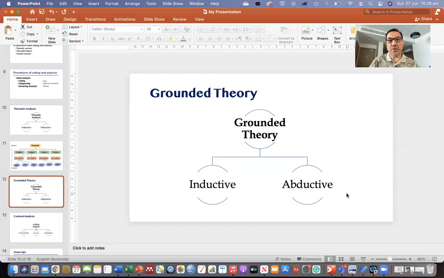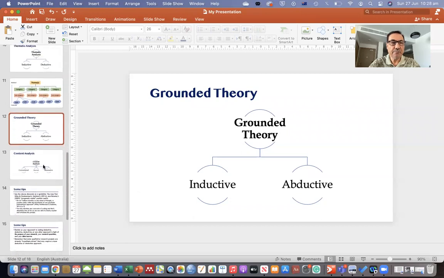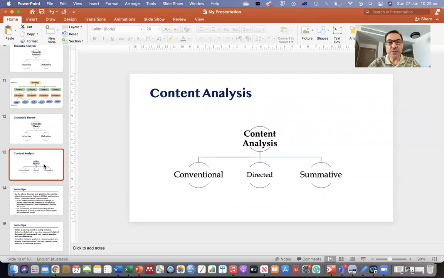When an abductive approach to qualitative data coding and analysis is used, the constant comparative analysis means the movement between data and theory. So this is the difference, that there is a back and forth movement between these two. The next approach is called content analysis.